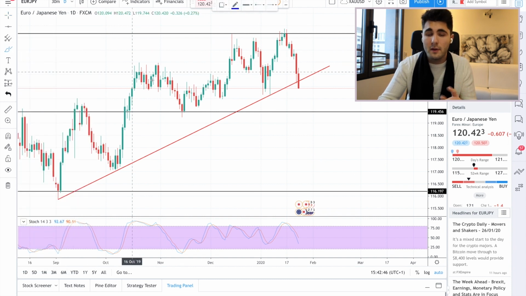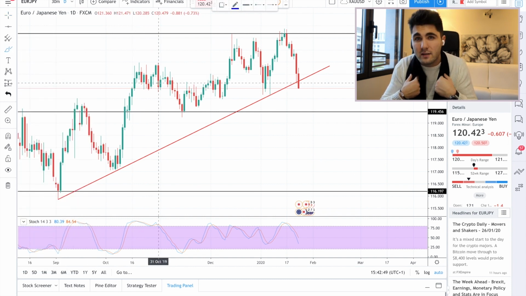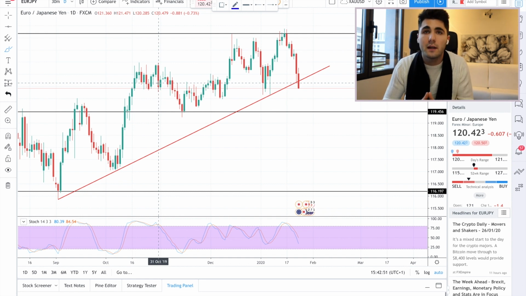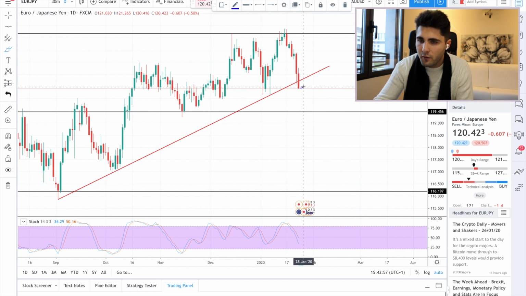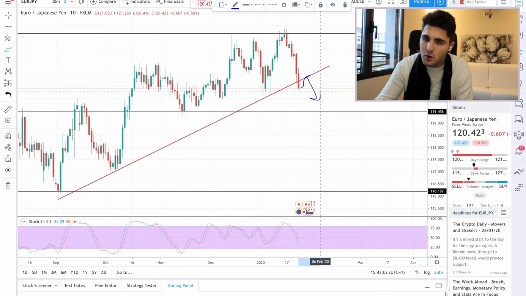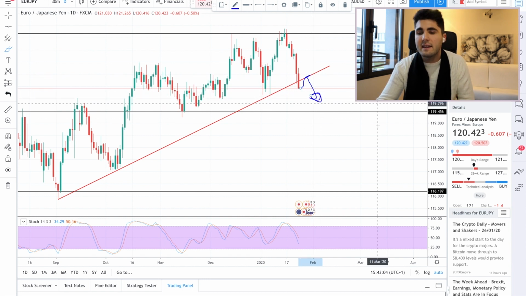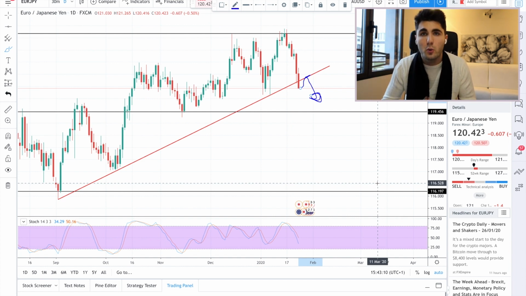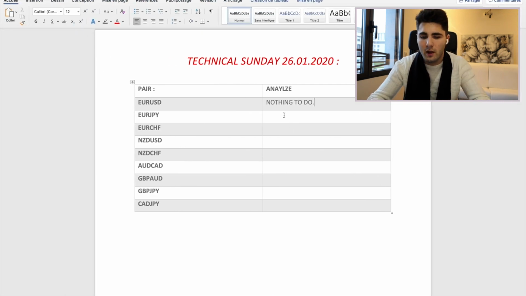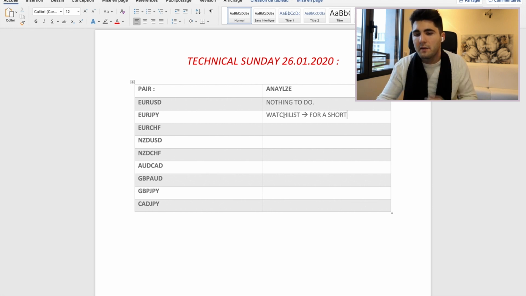There is nothing to do at the moment, but we have to keep it in our watch list. This is really important, to keep the pair in your watch list. What we're going to wait for is the pair to retest the previous level and then go down. In case it hits back to the trend, then we will get in a short position for Euro JPY. So Euro JPY is in our watch list for a short. Now I want to go with Euro CHF.